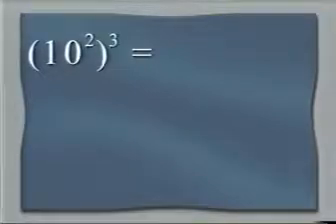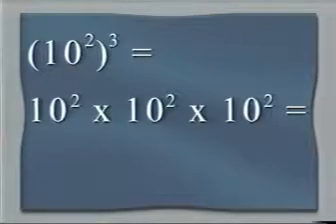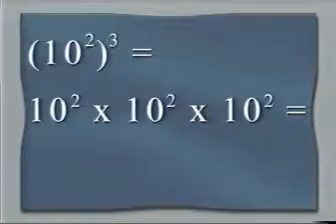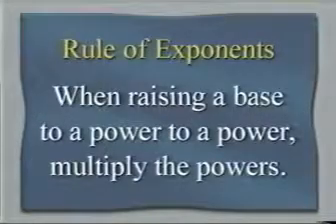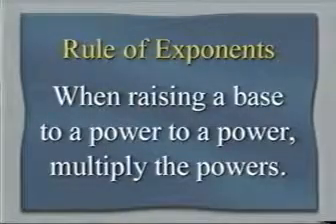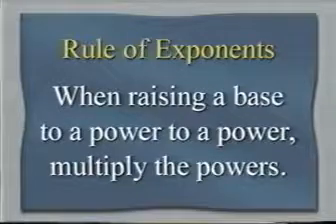Again, what does that mean? That means 10 to the second times 10 to the second times 10 to the second, which is a rule that says keep the base and add. 2 plus 2 plus 2 is 6. But wouldn't it be much easier than adding 2 plus 2 plus 2 to simply say this is 3 times 2, which is 6. When raising a base to a power, keep the base and multiply the powers.